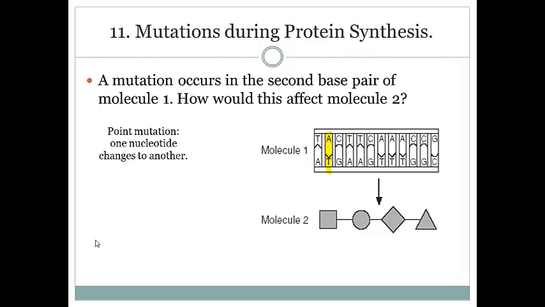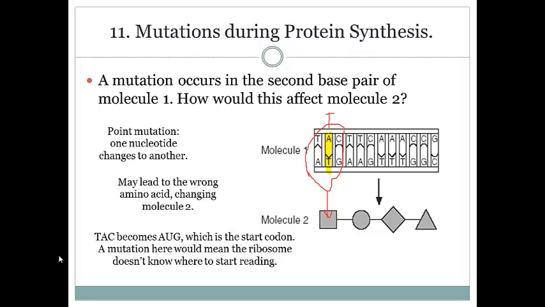This is a point mutation, where one nucleotide changes to another. So perhaps instead of an A, this becomes a T, or something different. This may lead to the wrong amino acid. We know that every set of 3 of these codons makes 1 amino acid. So perhaps we code for the wrong amino acid and we change molecule 2.